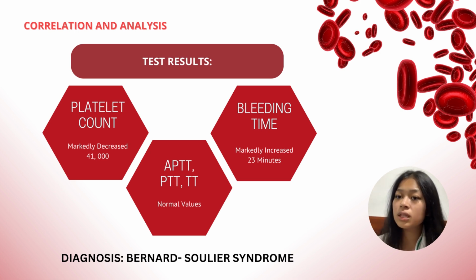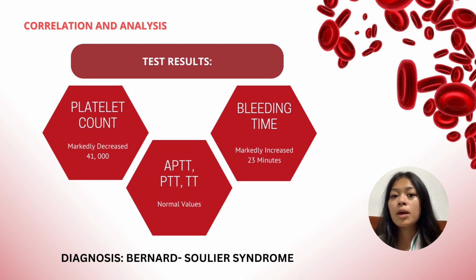Next is the prolonged bleeding time. The significantly prolonged bleeding time further supports the possibility of BSS. In BSS, the primary hemostasis process, which involves platelet adhesion and aggregation to form a stable clot, is impaired. This can lead to a prolonged bleeding time.